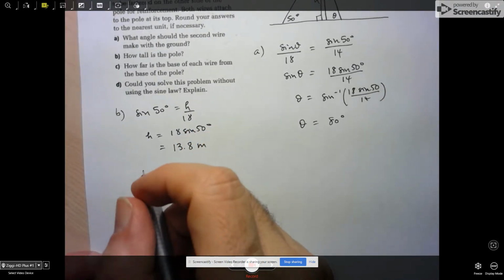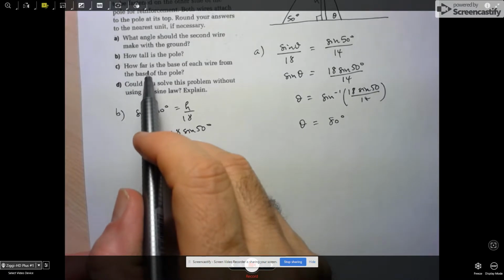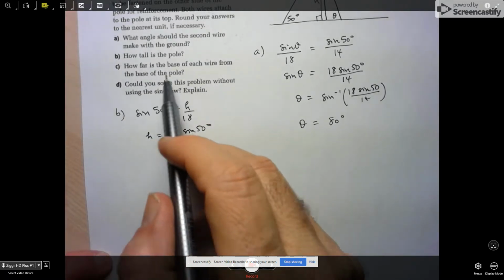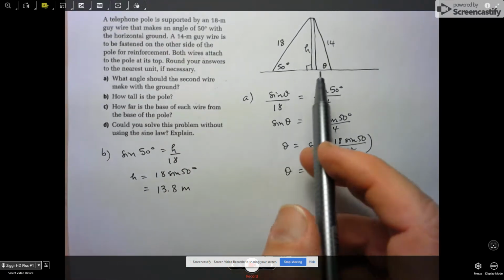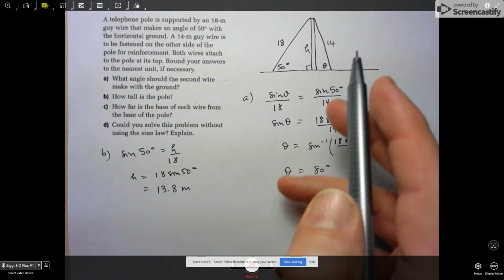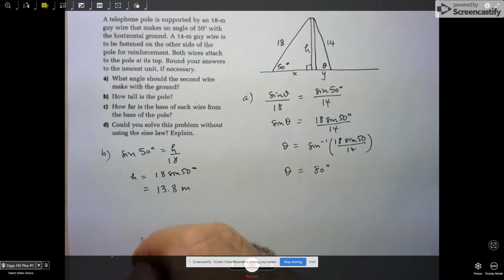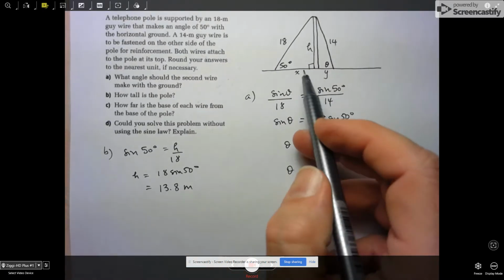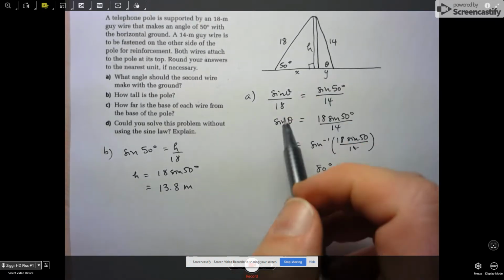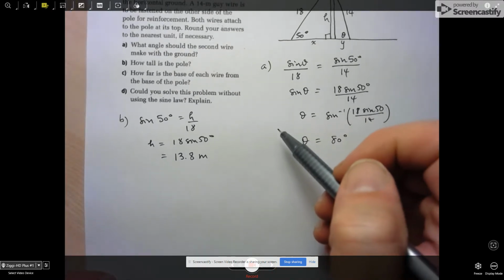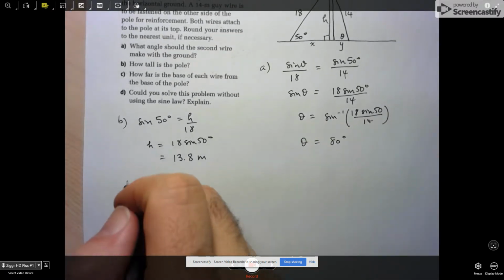Meters. Okay, it says how far is the base of each wire from the base of the pole. So let's take a look. We're looking for these 2 sides here. So we'll call this X and Y. Okay, so in this case here again, these are parts of these right angle triangles. So I don't need to use sine law or cosine law. So let's leave enough room to see that there.